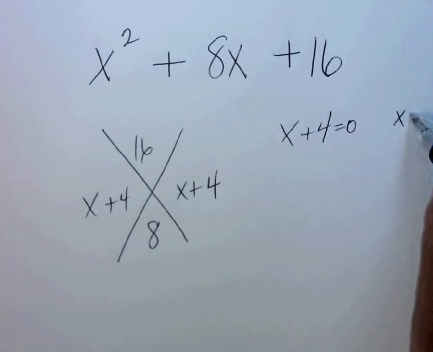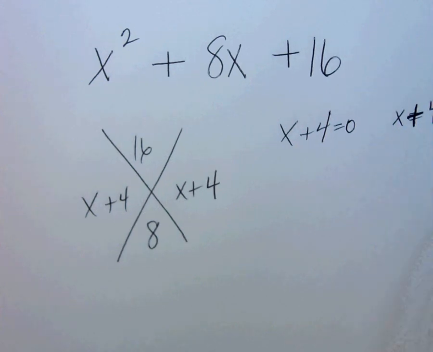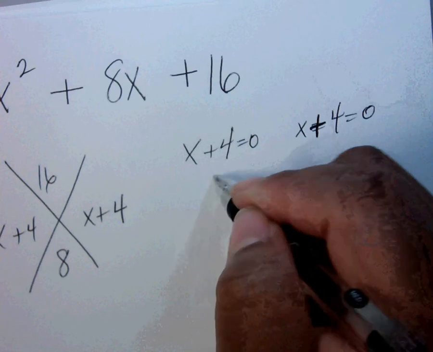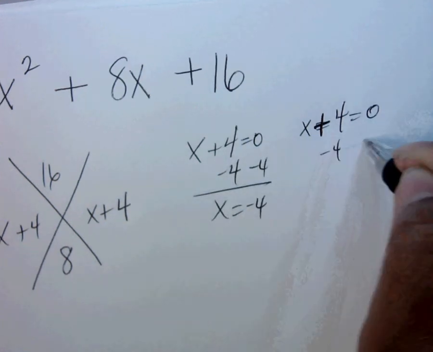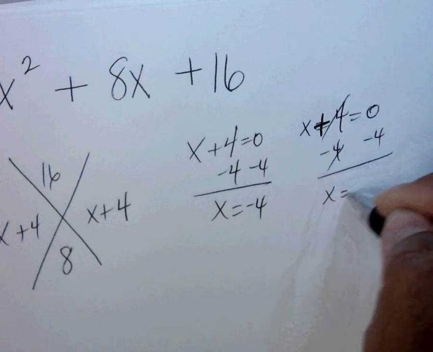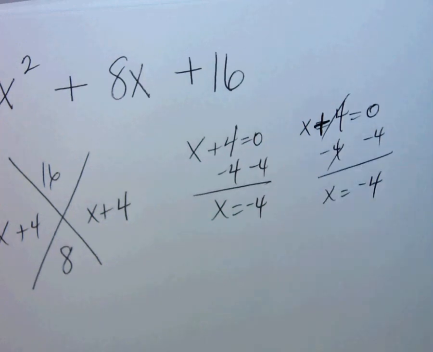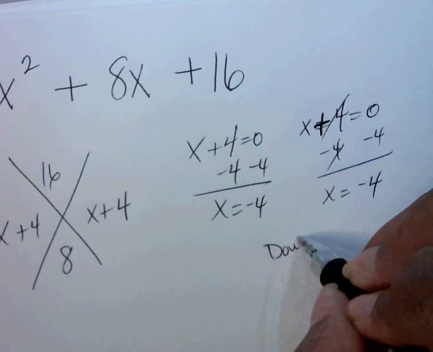How do I find the zeros? Yeah, we first have to set it equal to 0. And then we subtract. What do you call this again? Roots. What kind of root? A double root.